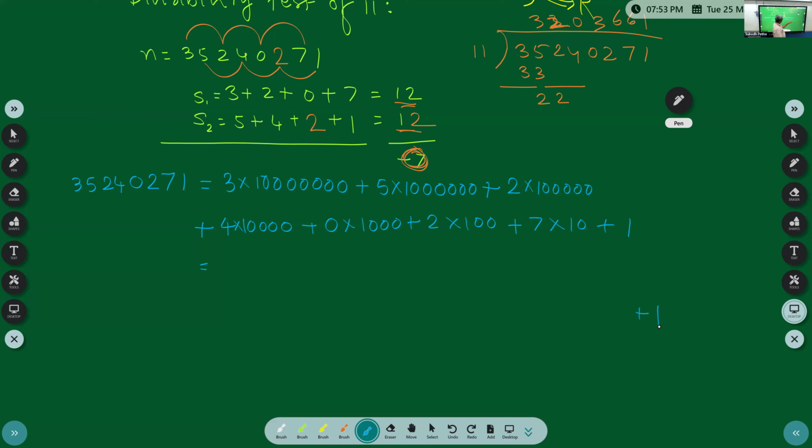Now, I cannot do anything with 7 because it is the given digit. Can I pull 11 from 10? Not really, but we can write 7 into 11 minus 1. 11 minus 1 is 10. So we are trying to bring 11 into our calculations. Good. But then 100 will be what? 2 into 100 can be written as 99 plus 1. 99 is our friend.